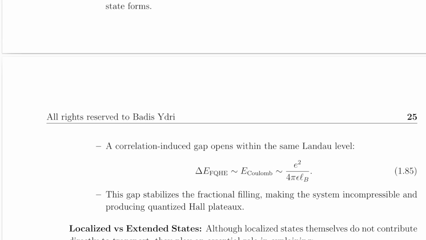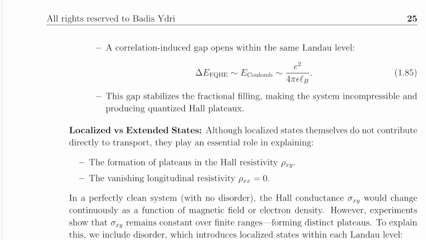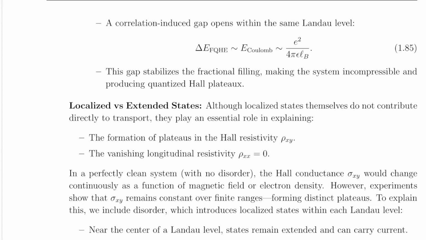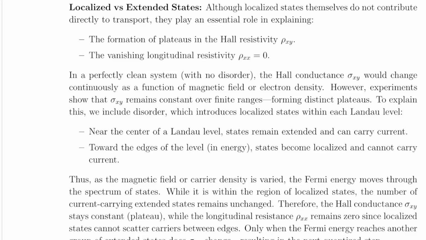So the key difference is this. In the IQHE, the gap comes from the structure of Landau levels. In the FQHE, the gap is a product of collective interactions within the same level. But there's another mystery. Why are the conductance plateaus so flat and stable, even when magnetic field or density changes? The answer is disorder, which, ironically, helps.